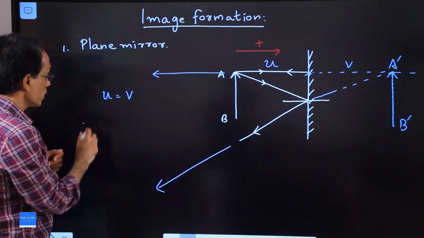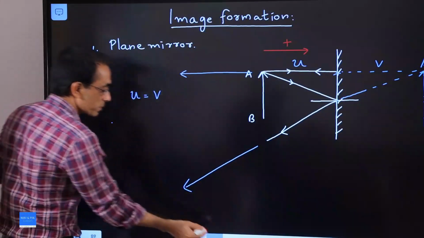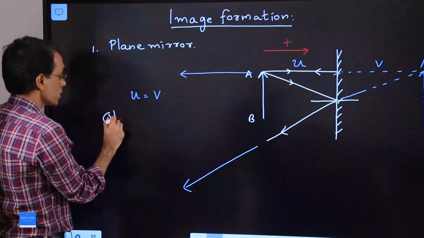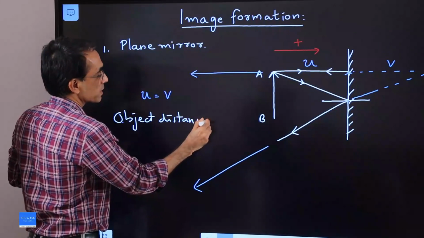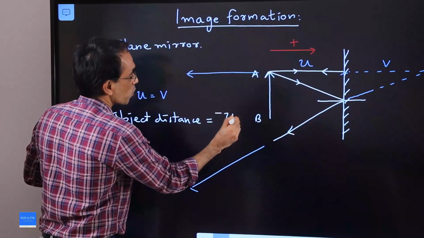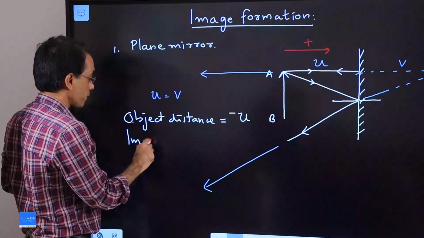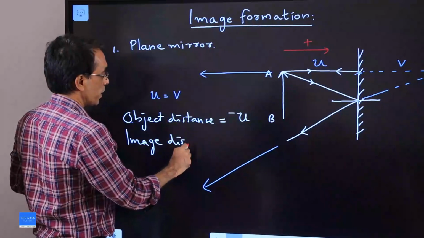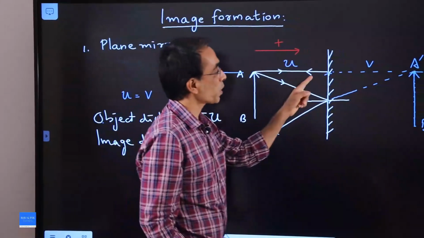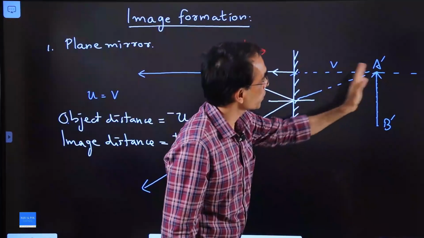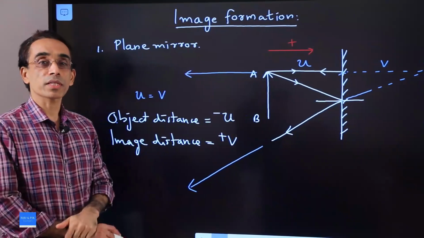So what about U? Therefore, the object distance is minus U. Why minus? Cartesian sign convention. What about image distance? Image distance for the plane mirror is plus V. Why is it plus V? Because you are measuring it from the mirror to the direction of the incident light. So U is negative, V is positive.